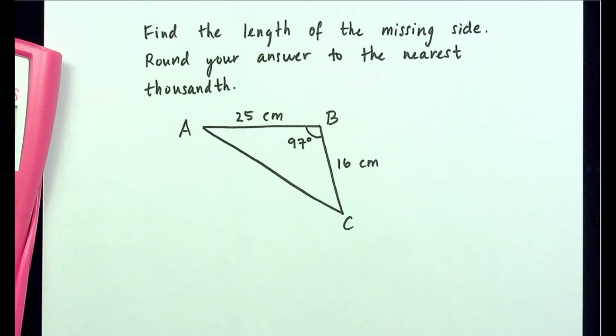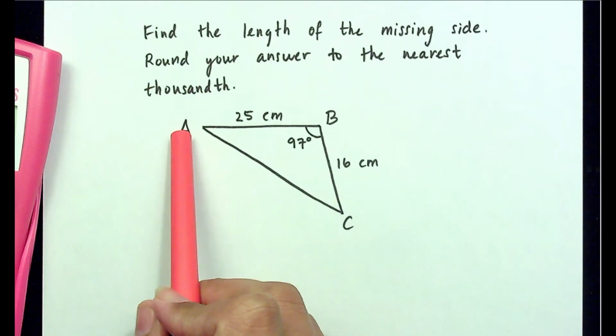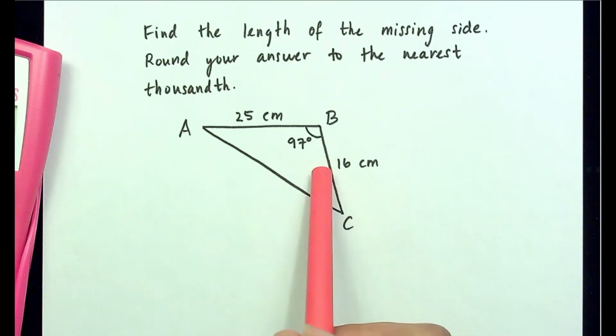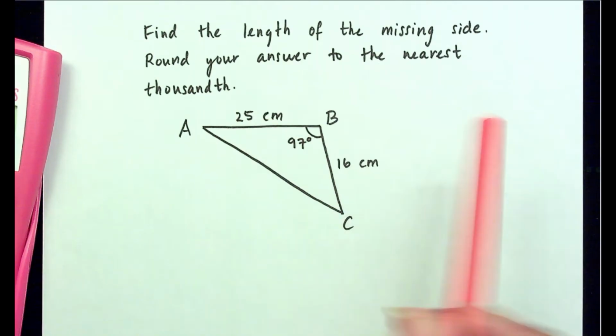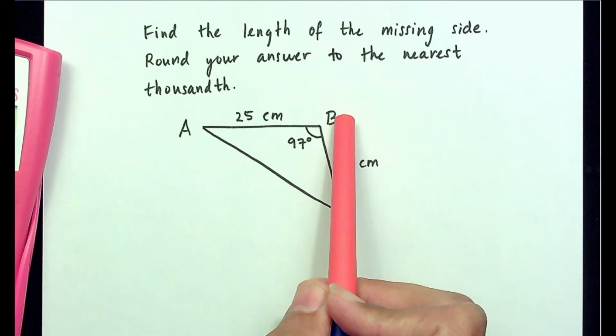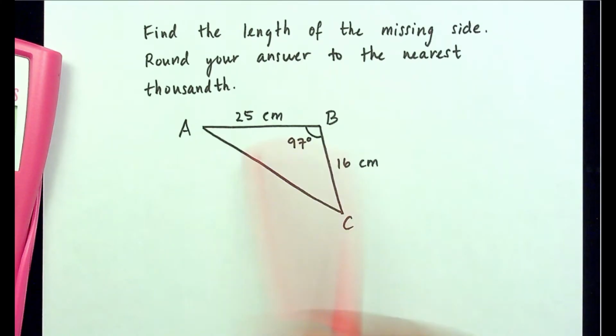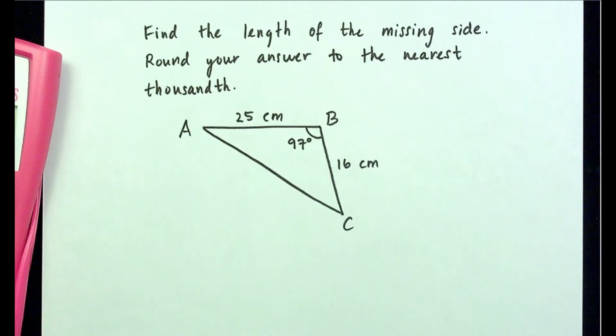Find the length of the missing side. And they give us a triangle. In this case, I have a picture, but remember that they might give you just the values of the letters. So they might say little a is 16, little a because that's the opposite to capital A, angle A. And so they might say little a equals 16, little c equals 25, and capital B or beta equals 97 degrees. So they might just give you the values of the letters instead of the picture, or you can draw a picture yourself.